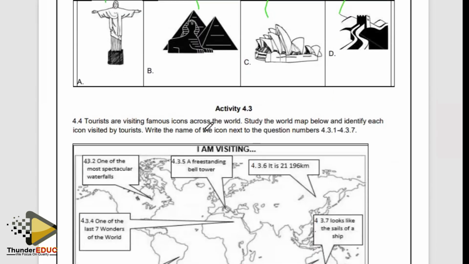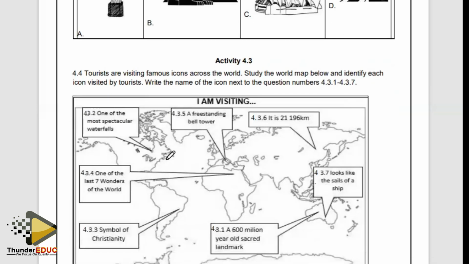Then activity 4.3. Tourists are visiting famous icons across the world. Study the world map below and identify each of the icons visited by tourists. Write the name of the icon next to the question, numbers 4.3.1 up to 4.3.7. So one of the most famous or spectacular waterfalls in the world, that is known as Niagara Falls.